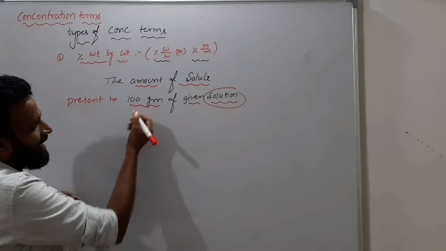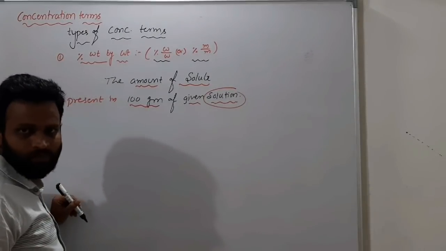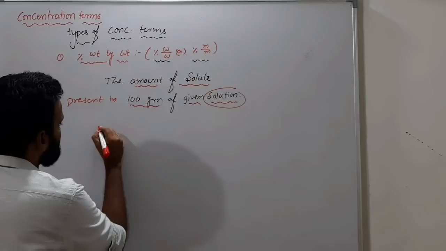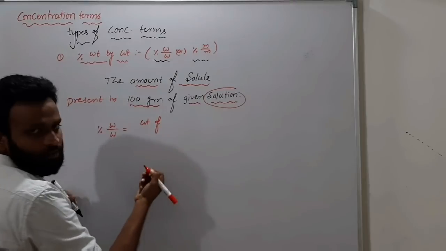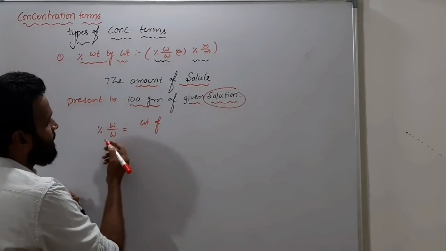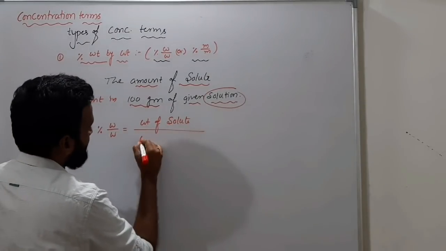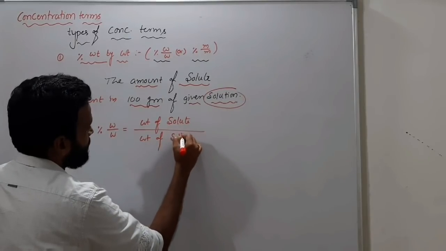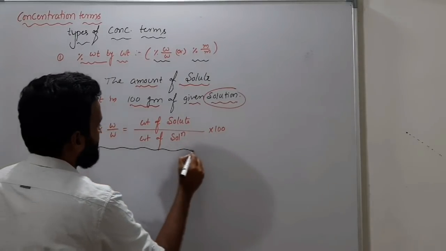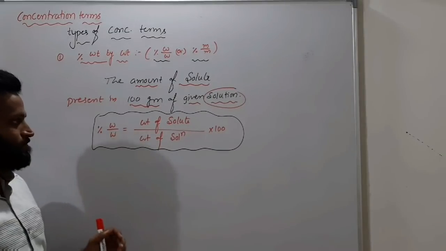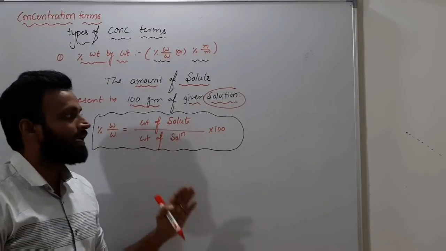Why did we take 100 grams? Because percentage means per 100. Getting what I am saying? In terms of a mathematical formula, percentage weight by weight equals weight of solute by weight of solution, into 100. This is the important formula for us. So percentage weight by weight is weight of solute by weight of solution into 100.